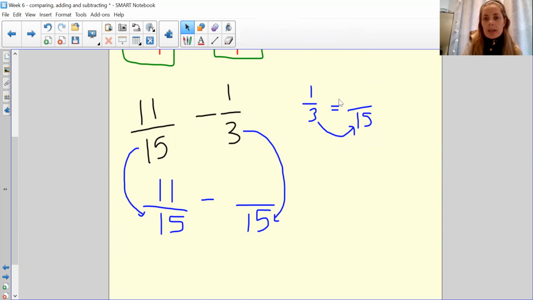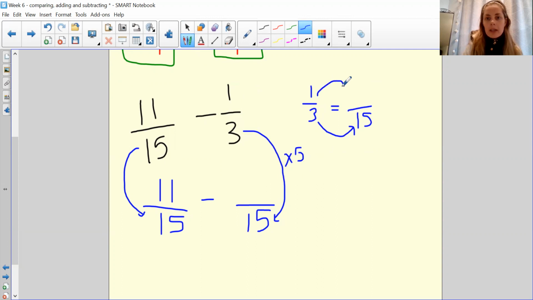I'm taking this part here and I'm just putting the 15 underneath, okay? So the 15 here is just going underneath. Right, so what did I do to the 3 to get 15? I times it by 5. So now remember, whatever I do to the one number, I need to do to the other number. So now I'm going to say 1 times 5. 1 times 5 is 5. Okay, so I'll put that 5 over there.